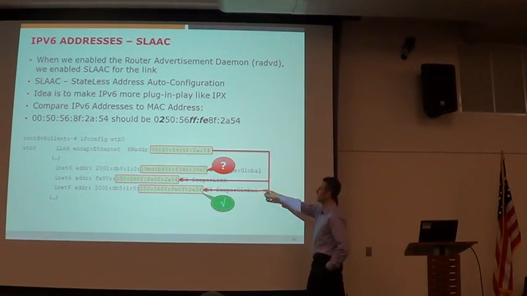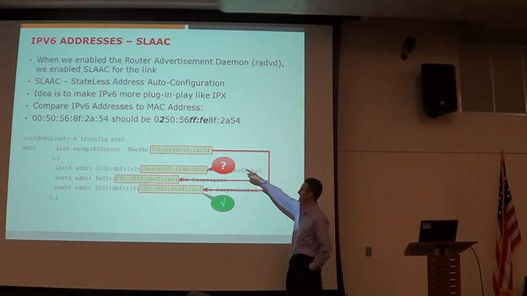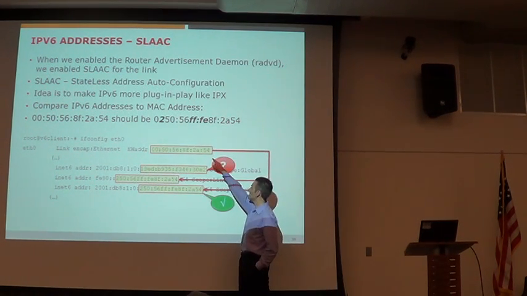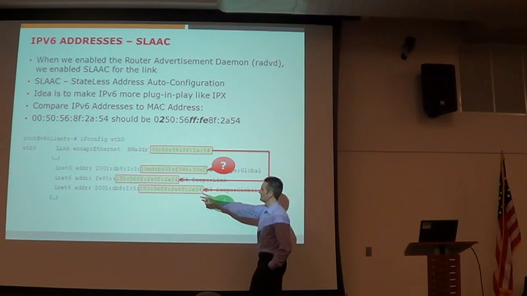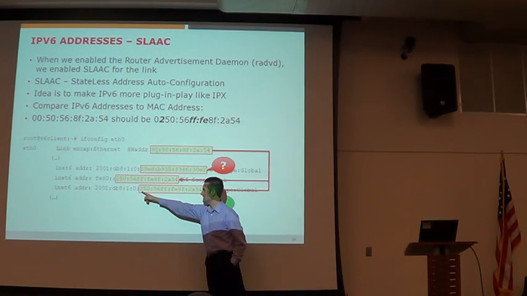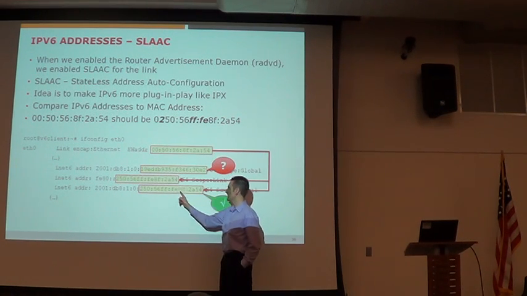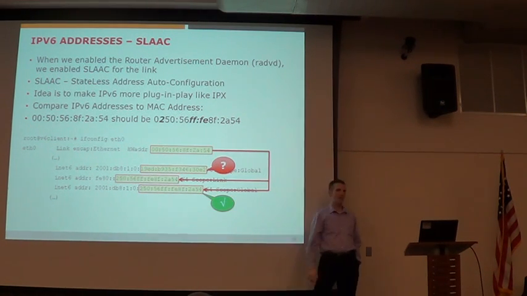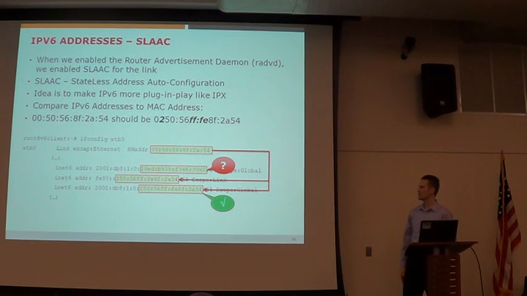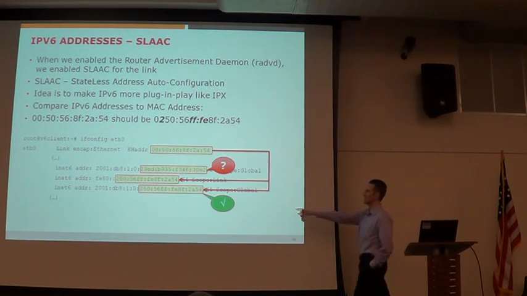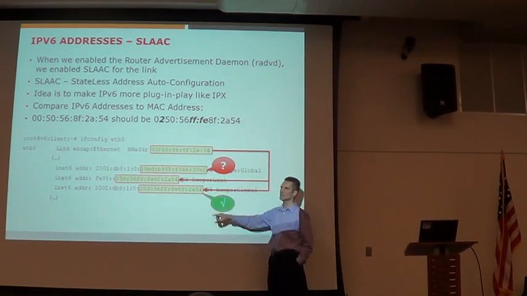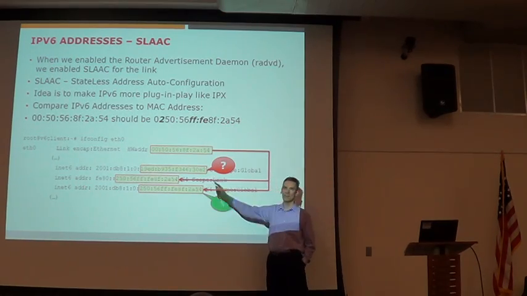Okay, so when I look at ifconfig, here's my MAC or my hardware address, and you'll notice that it follows that pattern, right? I flip the unique local bit. Here's the first half of my MAC address, here's FFFE, here's the second half. So that's where I'm getting those addresses from. That mostly works, except there's two things. This address totally doesn't follow that.